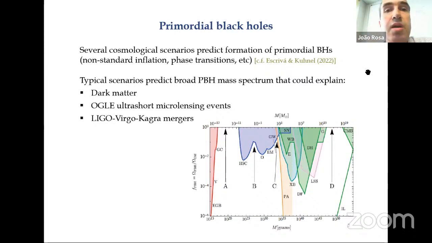And you can see here that I put the plot from this review where you have the present constraints on the fraction of dark matter in the form of these primordial black holes. And you can see that they can form in a very broad mass range, whereas astrophysical black holes have to be above the solar mass. You can have much lighter black holes here. And one of the things that have made people interested in primordial black holes in the past few years is this window here, called the asteroid mass window, where in principle these primordial black holes could account for the whole of dark matter.